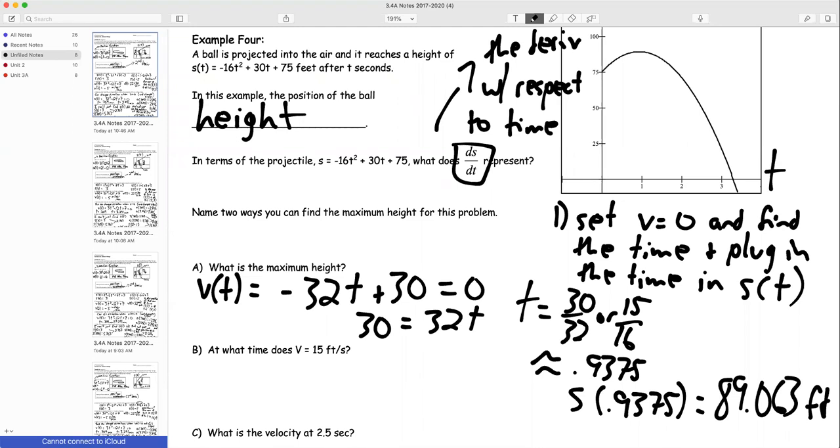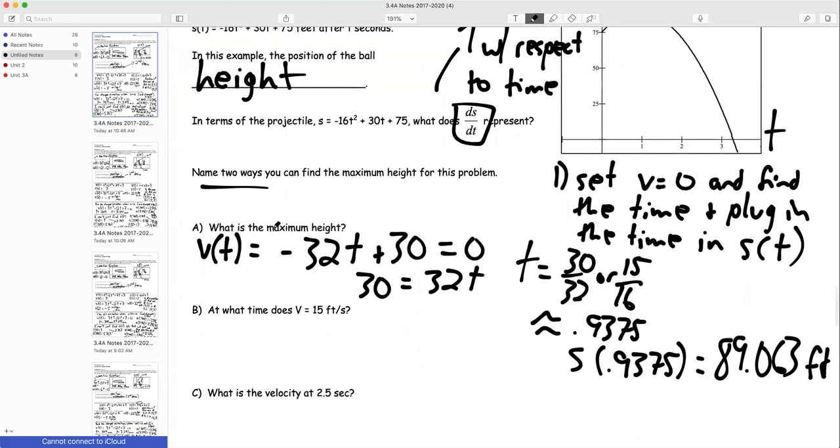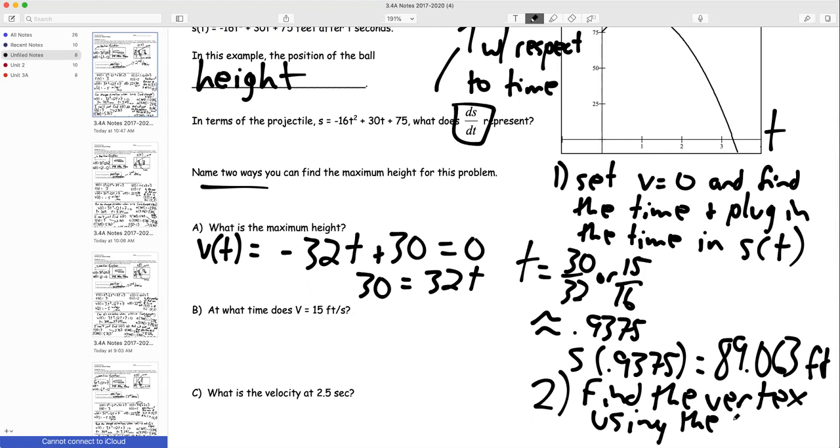Okay, well, that's one way, but wait. It says name two ways. I'm a little disappointed we didn't come up with the slacker way. What's the slacker way? Put it in your calculator. Right on, my friend. Put it in my calculator and do what? On the max. Find the vertex using the max feature there.